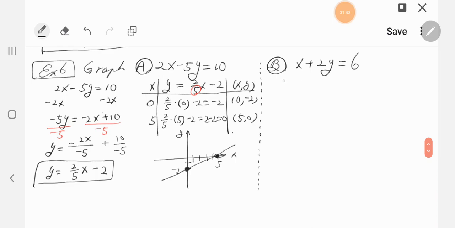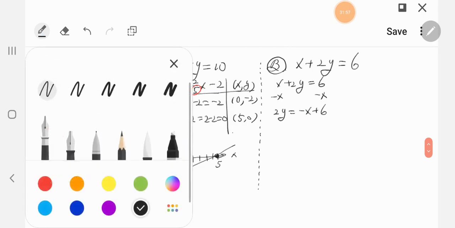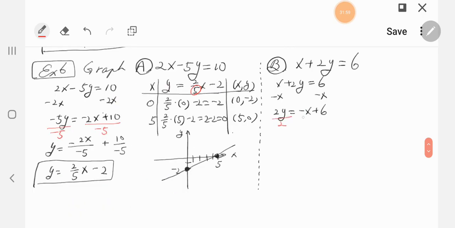I will rewrite this in the form y equals mx plus b. So minus x on each side, then 2y is equal to -x plus 6, and then divide each side by 2. So y equals -x over 2 plus 6 over 2. Finally, y is equal to -1 over 2x plus 3. Okay, so that is the equation.